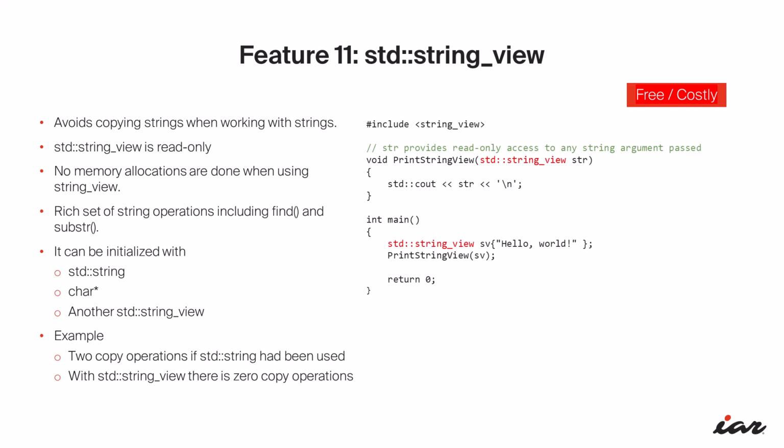And actually there is no copy operation involved at all in this case. It's only references, pointers, that get passed around. It's actually sort of a free operation compared to string, but of course all string operations tend to be costly. So in that sense it's costly, but it's cheaper than a string. That's the important message.